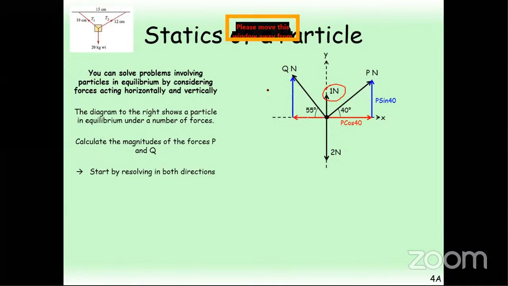It also has a vertical and horizontal component. So it is Q cos 55. Excuse me, sir. Vertical it is Q sin 45 from trigonometry.